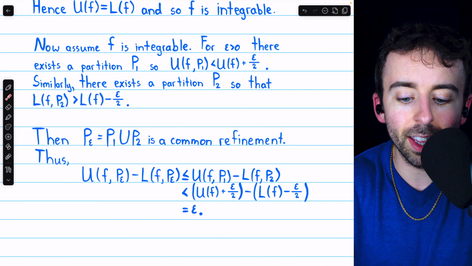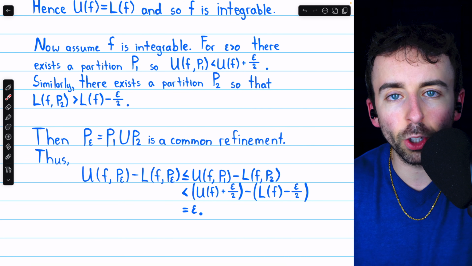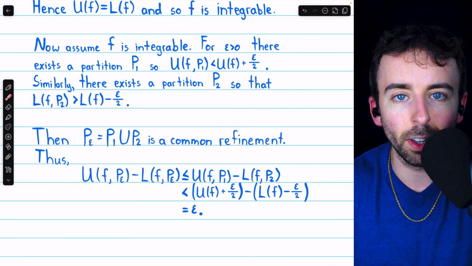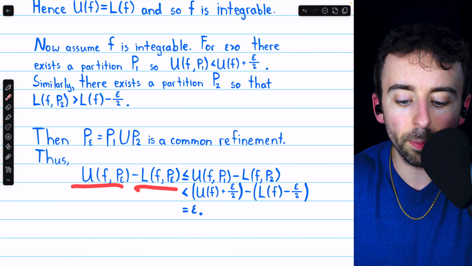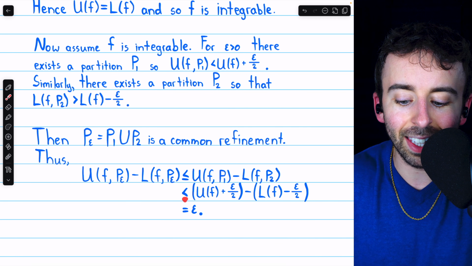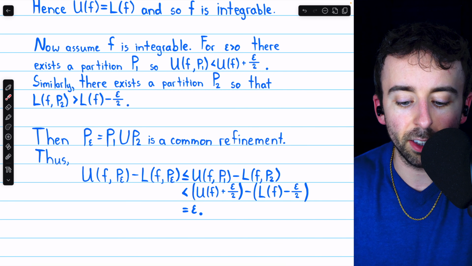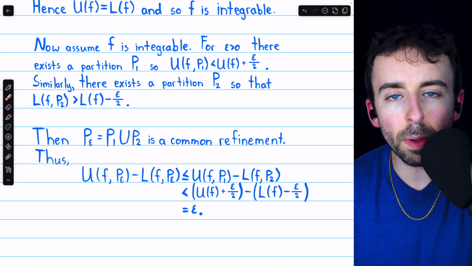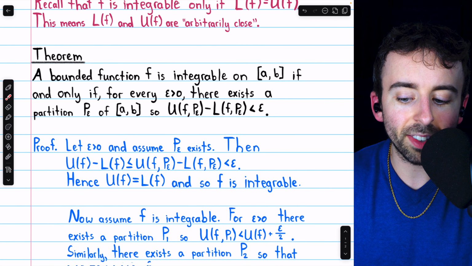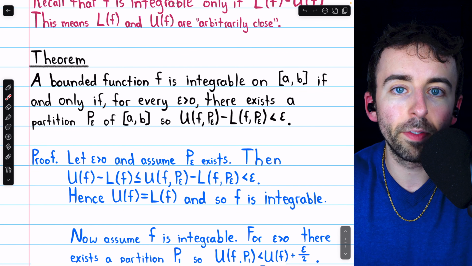So we've shown then that if f is integrable over that closed interval from a to b, there must exist a partition P epsilon so that the upper and lower sums, with respect to that partition, have a distance from each other that's less than epsilon. The distance between the upper and lower sums can be made arbitrarily small by finding the right partition. So that's how to prove this epsilon definition of integrability.